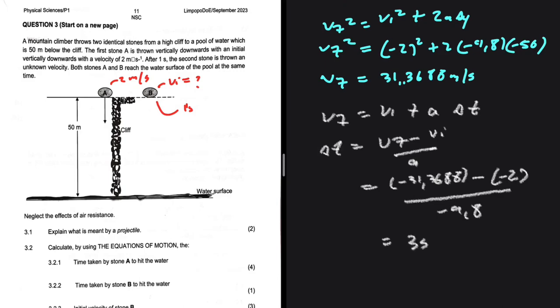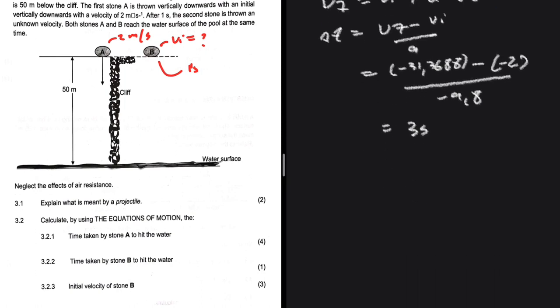That is delta T. The question that follows, 3.2.2, we're supposed to calculate the time taken by stone B to hit the water. This is for 1 mark. So just to remind you, stone A and stone B strike the ground at the same time, but stone B is projected 1 second later. So the time for stone B is equal to the time for stone A minus 1. So this is just 3 minus 1, which is 2 seconds. And just like that, we have the time for stone B.